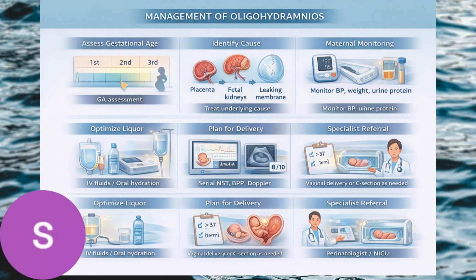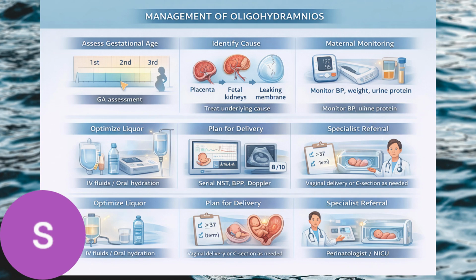Management: identification of the underlying cause. Investigate for causes. This may include maternal dehydration, preeclampsia, fetal growth restriction, congenital anomalies, or post-term pregnancy. Treating reversible causes such as maternal hydration can sometimes improve amniotic fluid volume. Oral or intravenous hydration may be used in mild cases, especially if maternal dehydration is suspected.